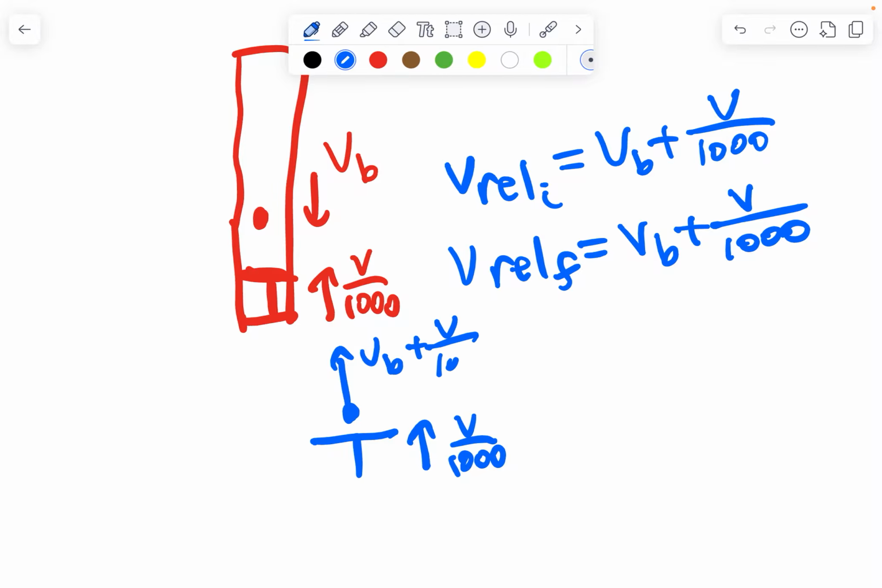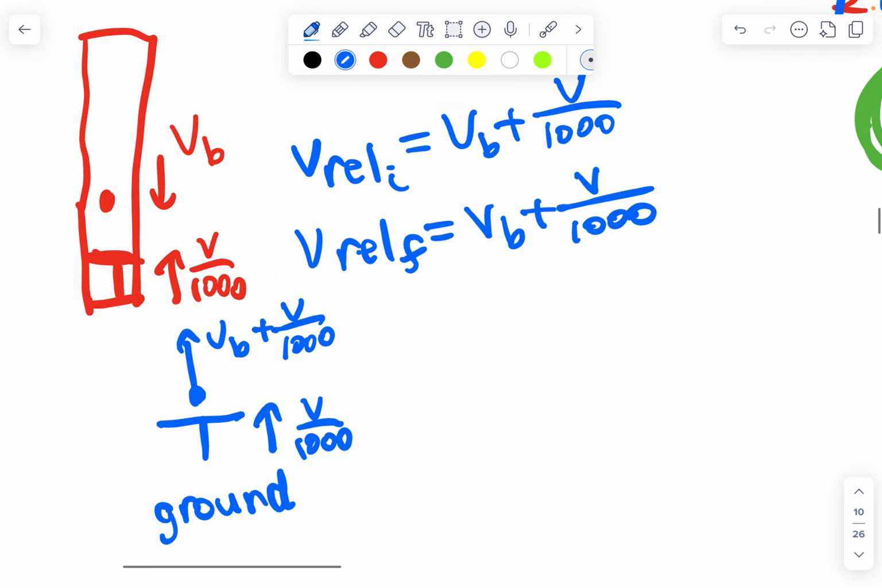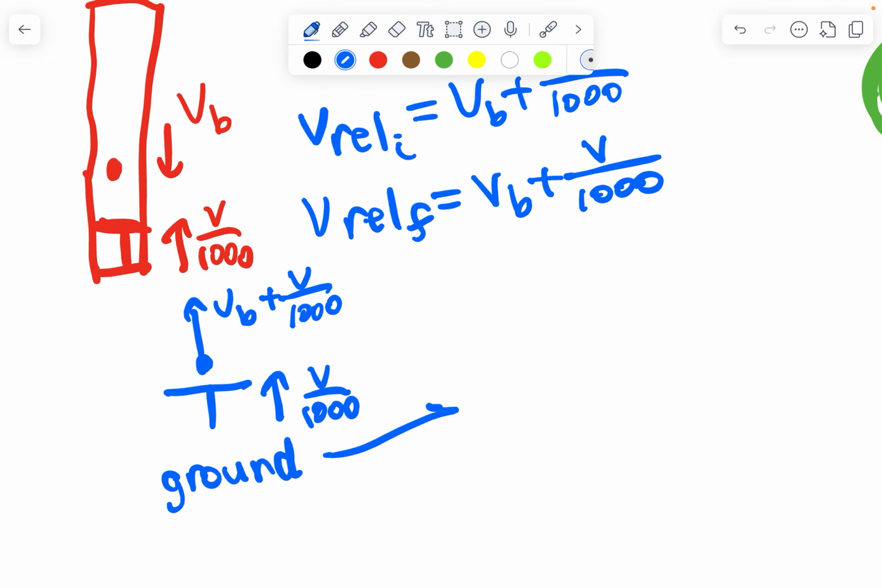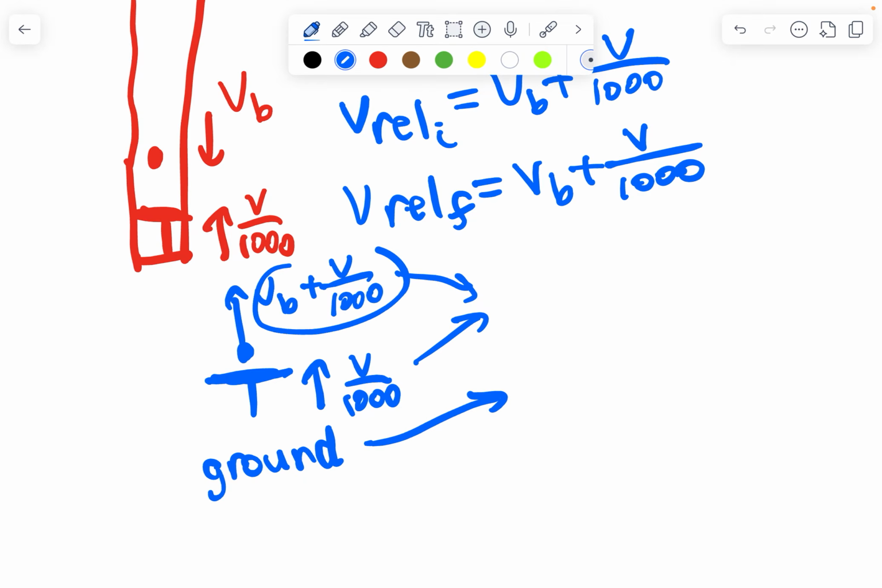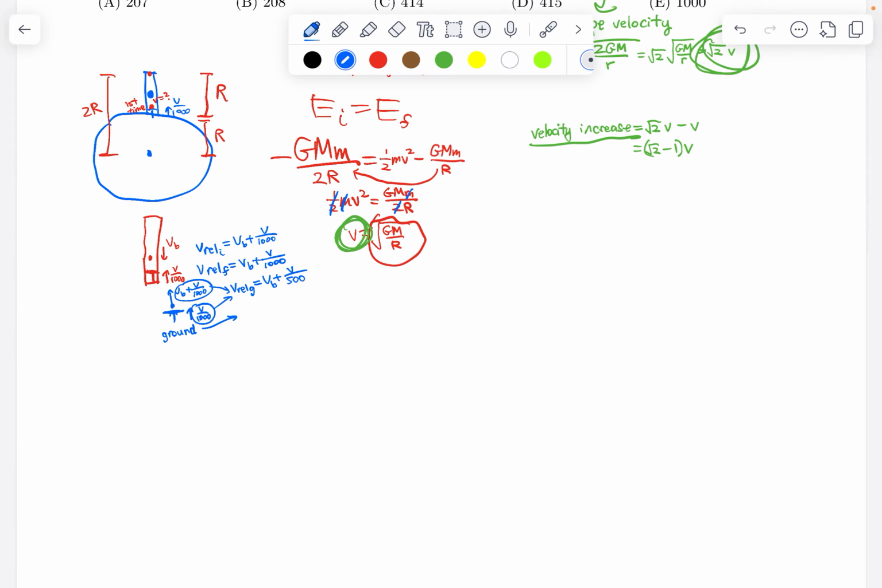plus V over 1000. But then we have to do it relative to the ground, because that's where all of our calculations for the velocity are set. Like, they're from the frame of the ground. So if we want to look at it from the ground, we have to consider both of these, because if you only look at the plate, it's this much. But then the plate is also moving away from the ground at this much, so you have to add them together. And then, so V relative to the ground is going to be equal to VB plus V over 500, because that's V over 1000 times 2.